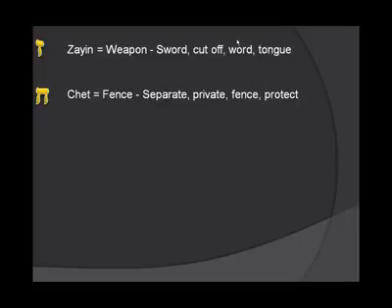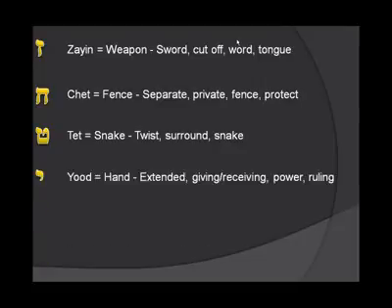Then Tet is a picture of a snake. It means to twist, surround, or just snake. And a lot of the time this refers to Satan. Not all the time, just some of the time. It's very, very interesting. Then we have Yud. It's a picture of a hand extended, a giving, receiving hand. It speaks of an open hand. It speaks of power and ruling.